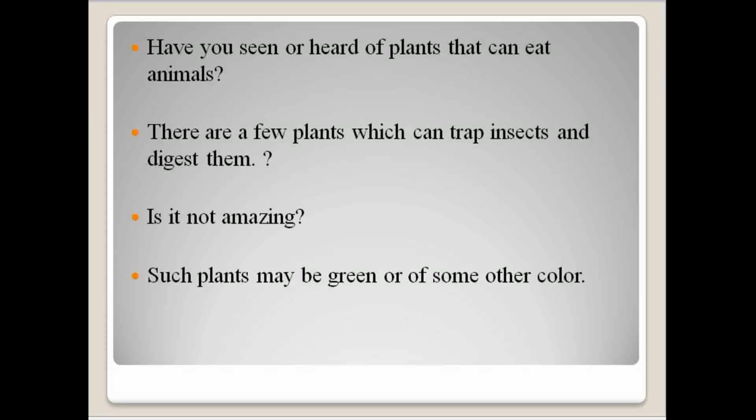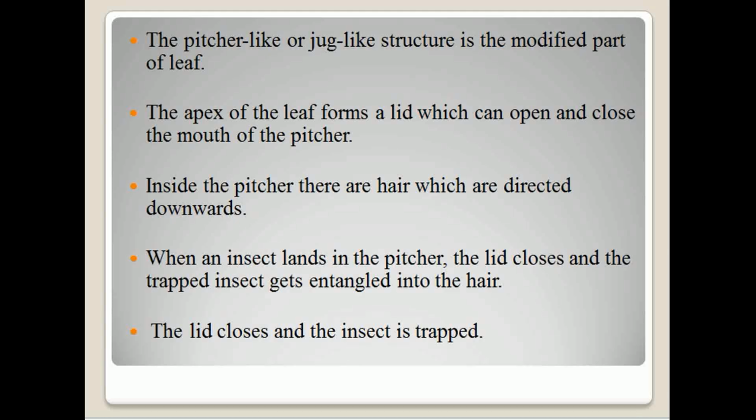Have you seen or heard of plants that can eat animals? There are a few plants which can trap insects and digest them. Is it amazing? Such plants may be green or of some other color. The pitcher-like or jug-like structure is a modified part of the leaf.